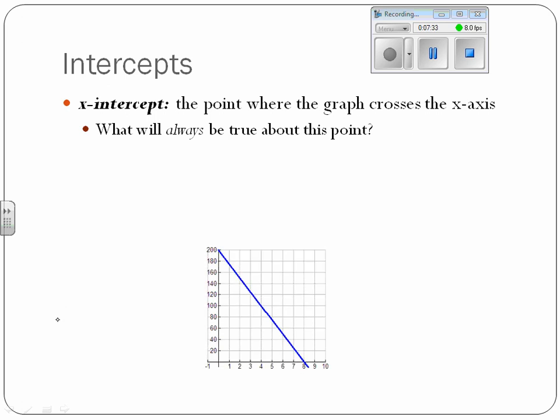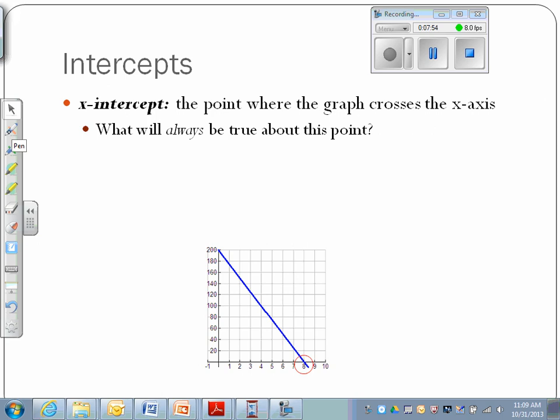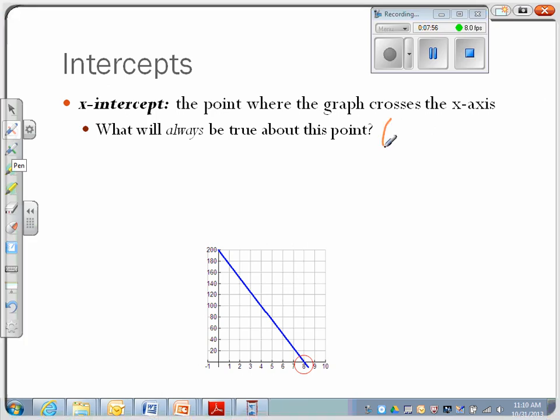So if I give you back Angela's cell phone graph, remember she started with 200 minutes and then slowly decreased her number of minutes each day. The x-intercept would be this point here. This is where the graph crosses the x-axis. So if I wrote that as an ordered pair, that would be the point 8, 0.